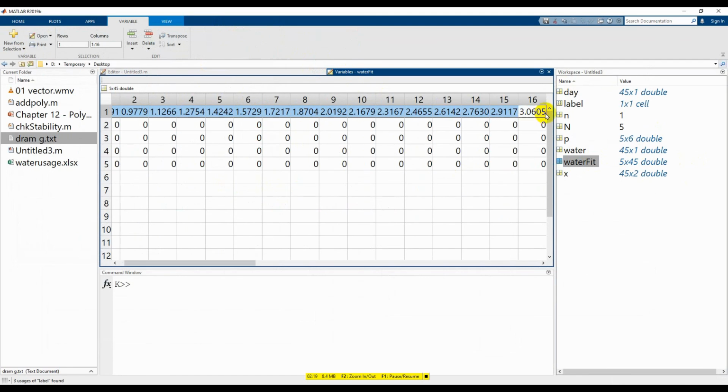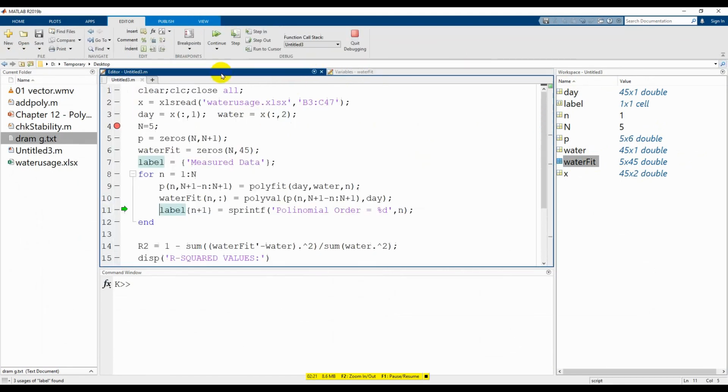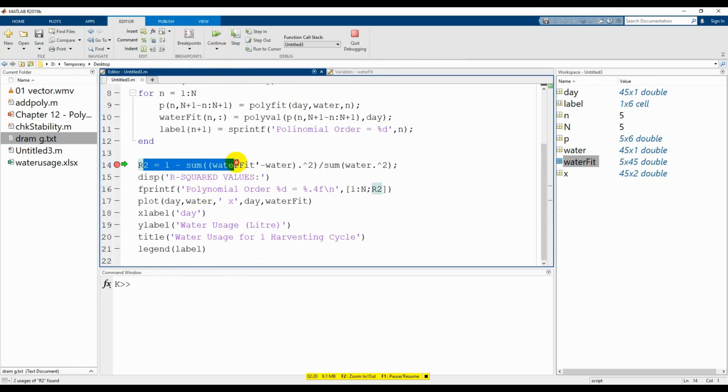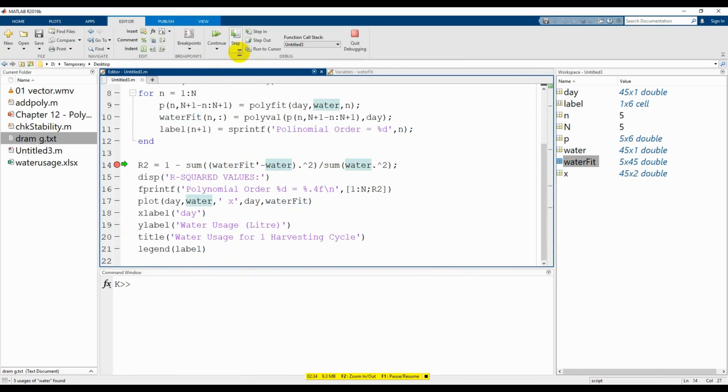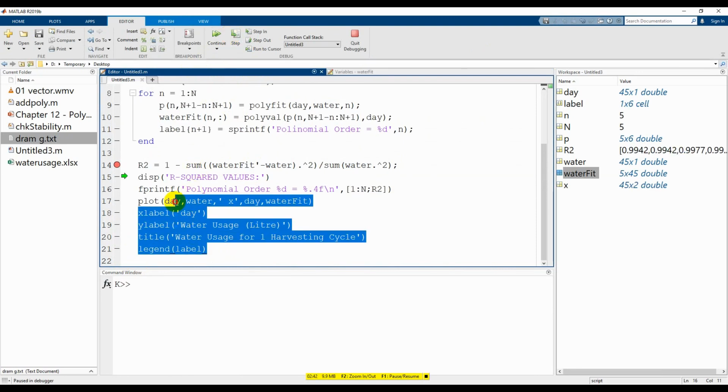Okay, so then this one you just create a label. Okay, that's it. And then you calculate the error. So calculate the error using the R² method. Okay, and then this one is just printing and plotting.